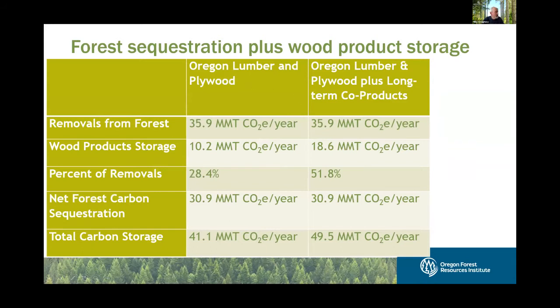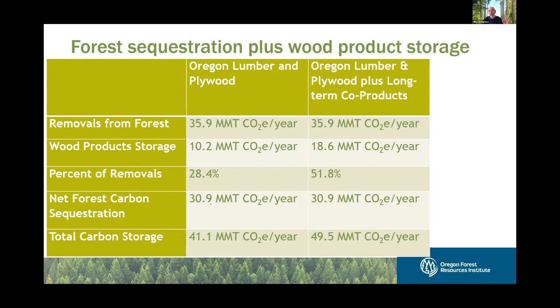So again, here, when we talked about the sequestration, one of the things we looked at was removals for the forest. So every year in the forest in Oregon, we said we had a net sequestration of 30.9 million metric tons. It started out a lot bigger than that, but we were taking 35.9 million metric tons, moving it into wood products. So of that, 10 million metric tons goes into storage in wood products, which is 28% of the removals. But if we also look at the co-products, it totals 18.6 million, 51% of the removals.